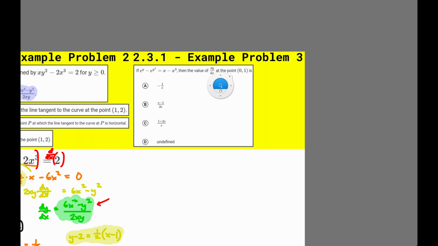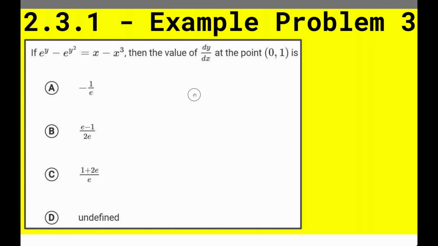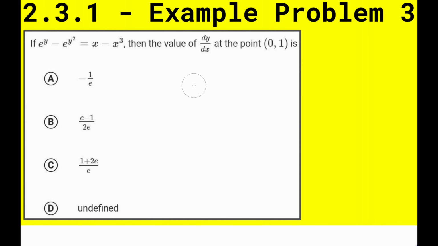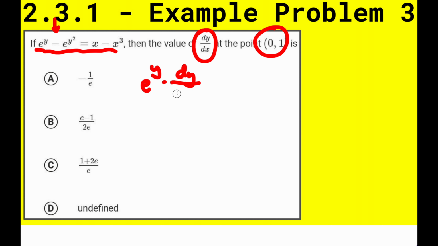All right, on to the last one. I love it, but man, that's crazy. All right. Find the value of the derivative at (0, 1). So first thing we need to do is find the derivative of this whole thing here, and then just plug in 0 and 1 for the x and the y, and we should be able to find that. So first step is do the derivative of the left side. So it's going to be e to the y times dy over dx minus e to the y squared times 2y times dy over dx.